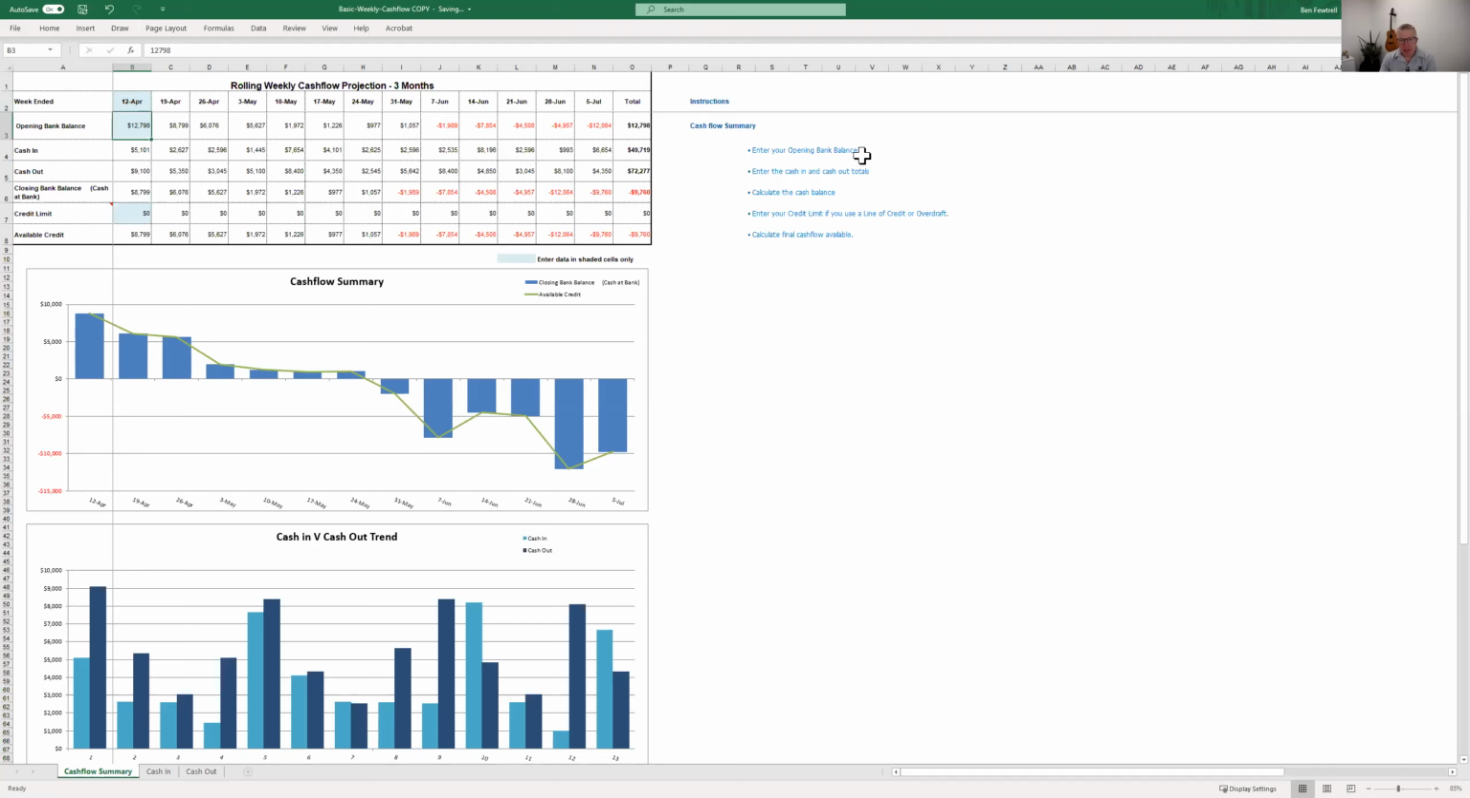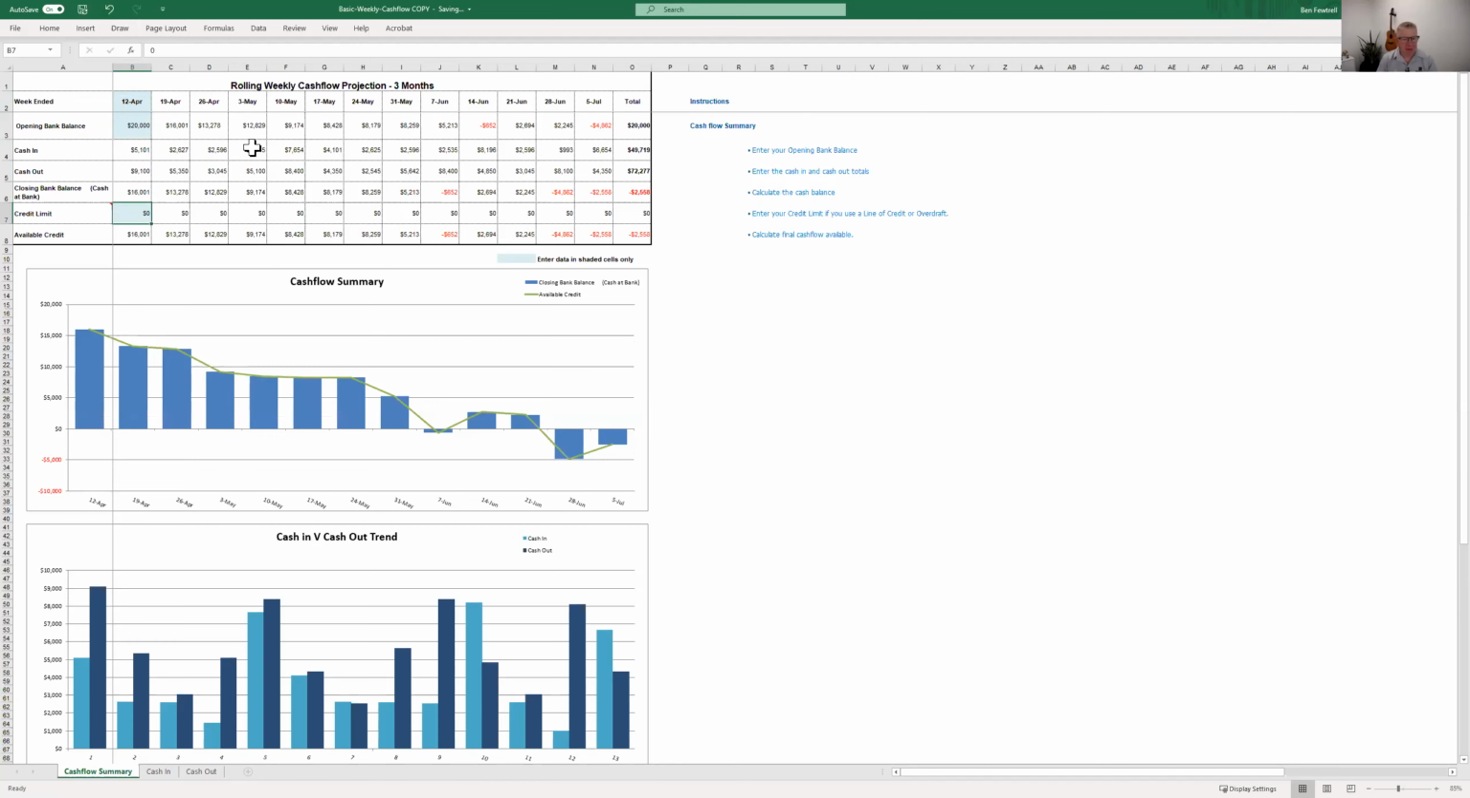Now there's instructions over here. I don't know if you can see these instructions on the right. It says enter your opening bank balance. So what I've got to do is look at my bank account at the beginning of the week, and put my bank balance in. Let's say my bank balance is, let's make it $20,000. Then I'll pop that information in there. Actually, I'm going to make it 15,000. So let's say I put my bank balance in.